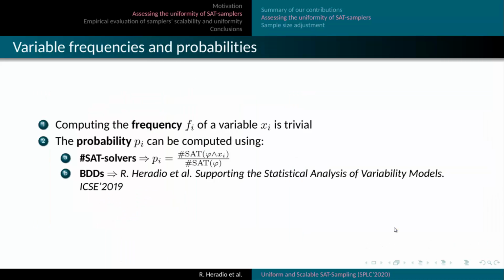Whereas computing feature frequency is trivial, it's just a matter of counting, computing feature probability is another story. This is typically performed by repeatedly calling a #SAT solver, in particular once per feature. Unfortunately, this procedure is extremely expensive, it takes a long time, and that's why in our paper we use another approach based on BDDs. We presented this approach last year at the ICSE conference.